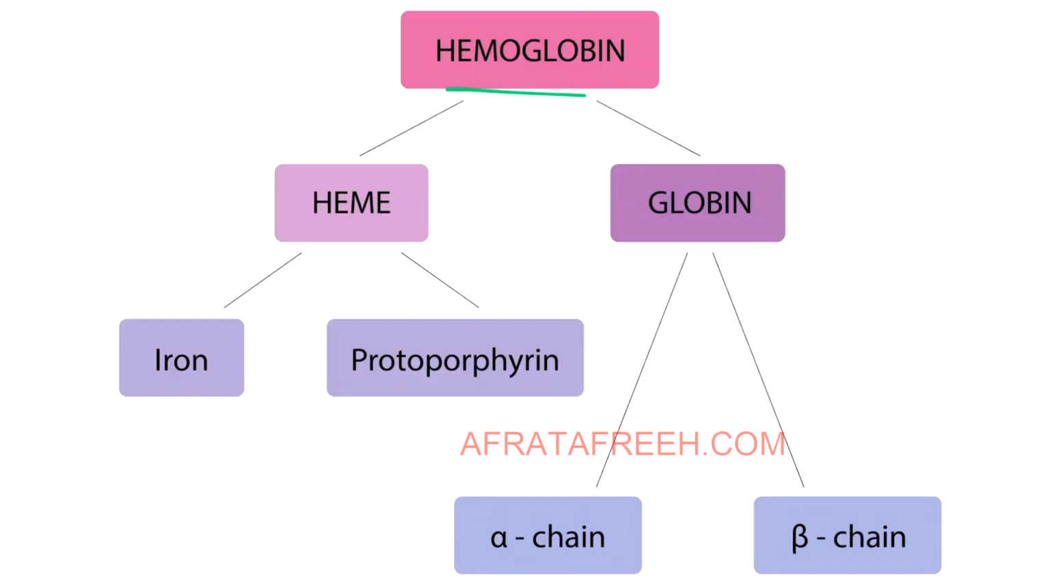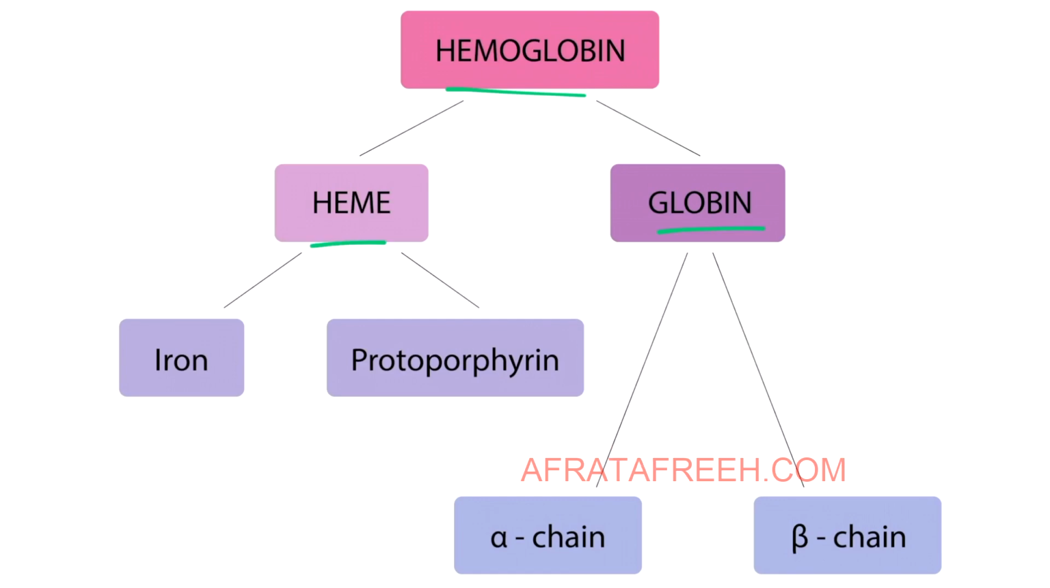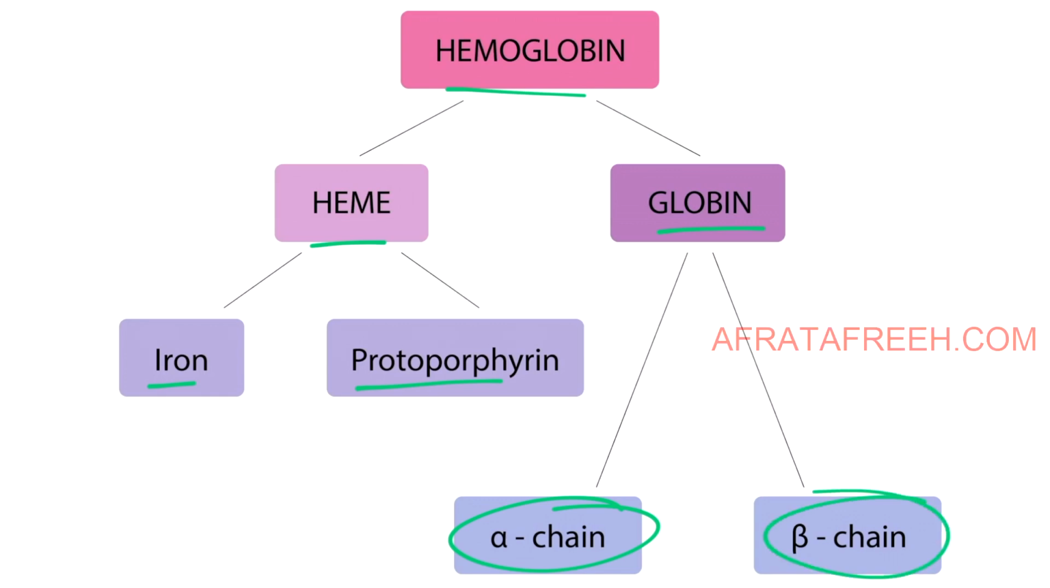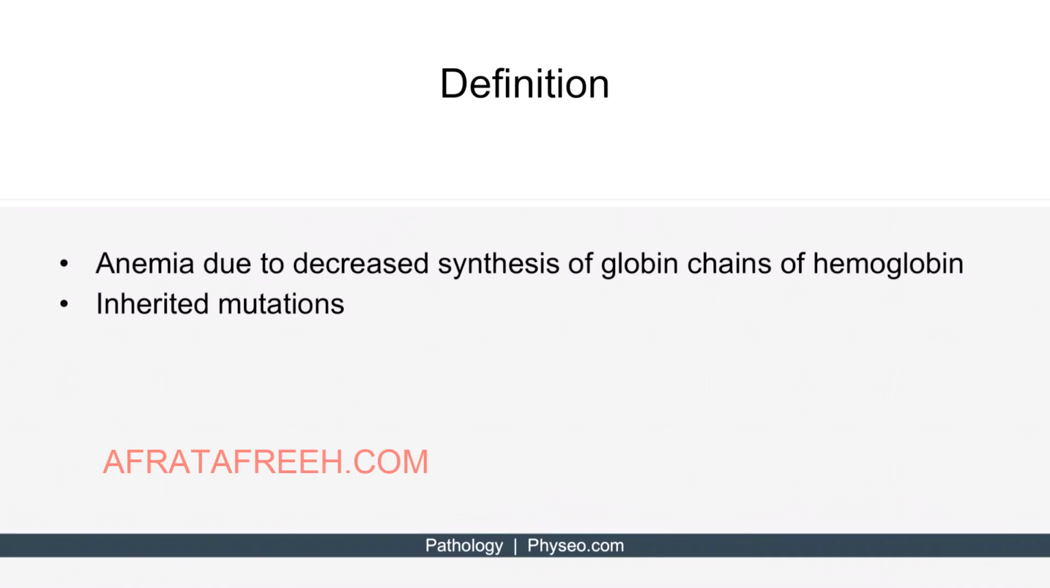Remember, hemoglobin is comprised of heme and globin. Heme further breaks down into iron and protoporphyrin, and globin is made up of alpha and beta chains. So a decrease in any of the components can result in a decrease in hemoglobin and result in anemia. Thalassemia is an anemia due to decreased synthesis of the globin chains of hemoglobin.